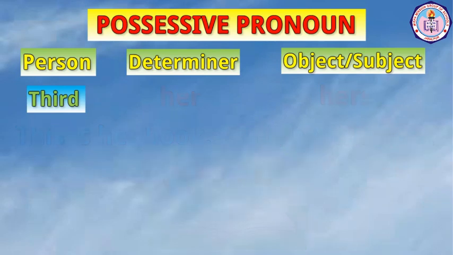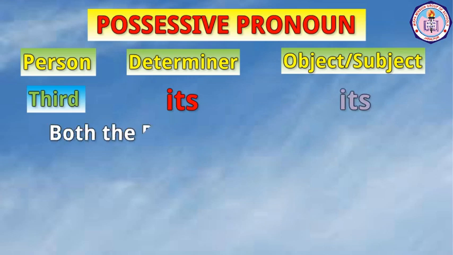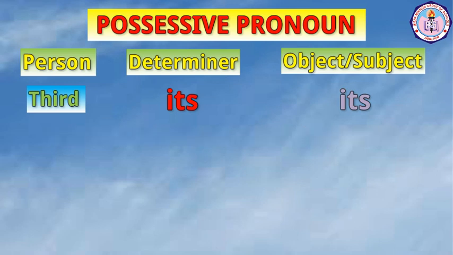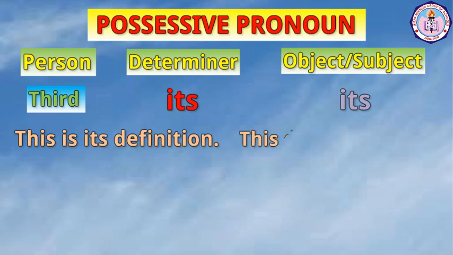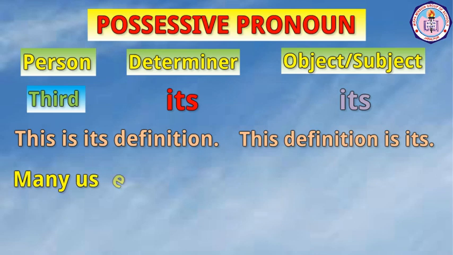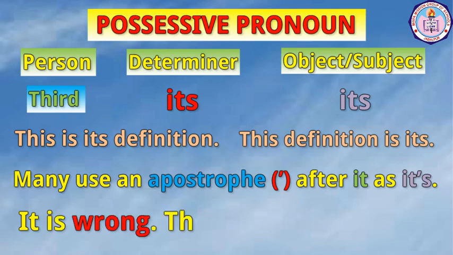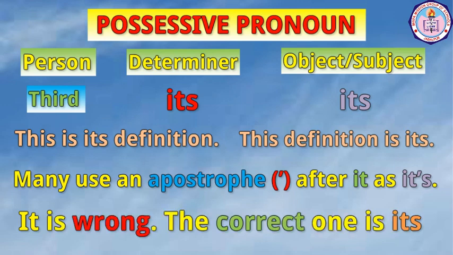Next one, its and its. Here also, both the possessive pronouns are the same. Example, this is its definition. This definition is its. Here also, many make mistakes using an apostrophe after it as it apostrophe s. It is wrong. The correct one is its.